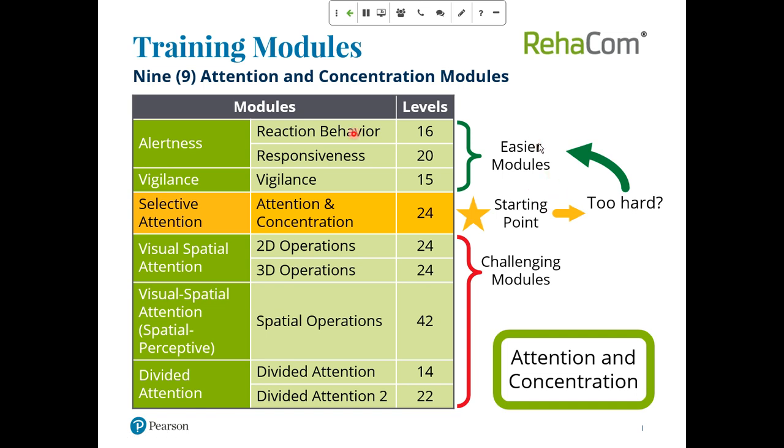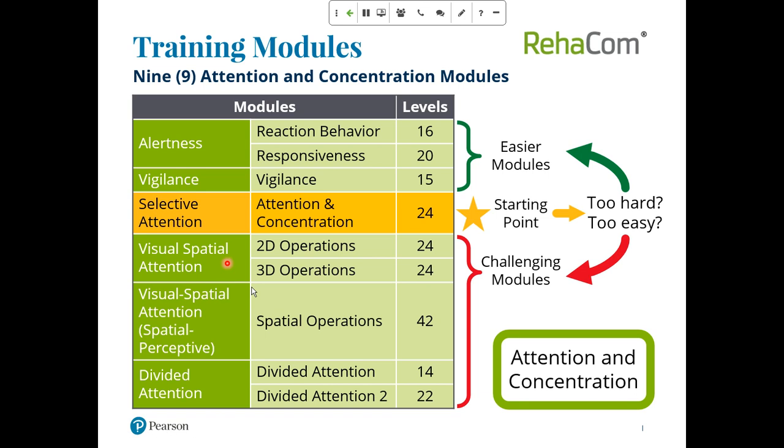So you can then ask the patient to do alertness training and perhaps vigilance training. So is the person able to react? Are they responding? Are they sustaining vigilance? Once you've accomplished those, you may find that you can then move back into selective attention. If it's too hard, make it easy. However, if it's too easy when you start here, you can do more challenging ones, such as here.